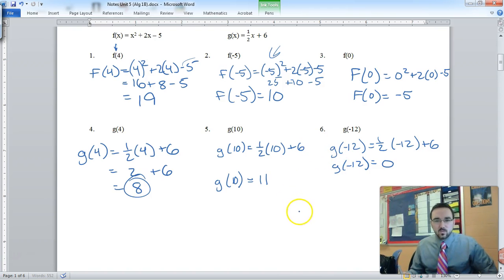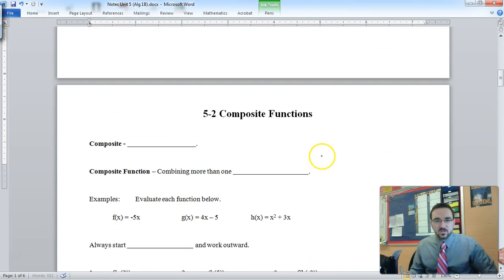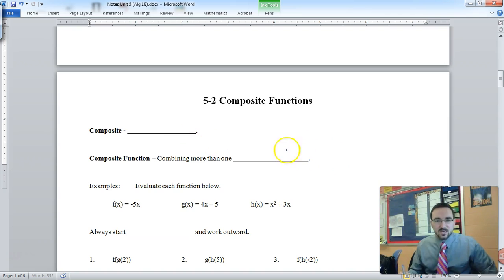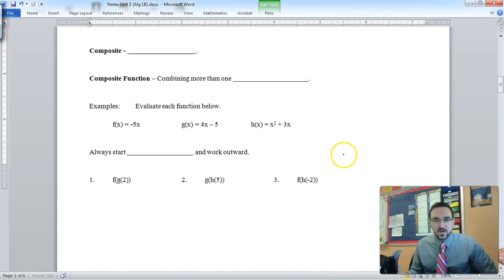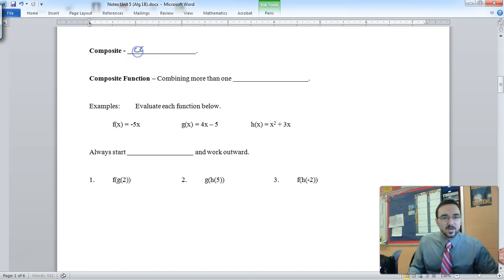Okay, let's move on. We're going to talk about composite functions here, and disregard the 5-2. This is just a continuation of your section 4 notes. You can just flip the page, and this is what we're going to do. So composite functions. Composite, I'm just going to tell you, is going to be a combination.